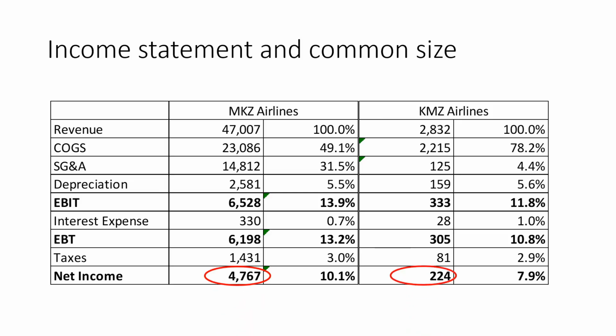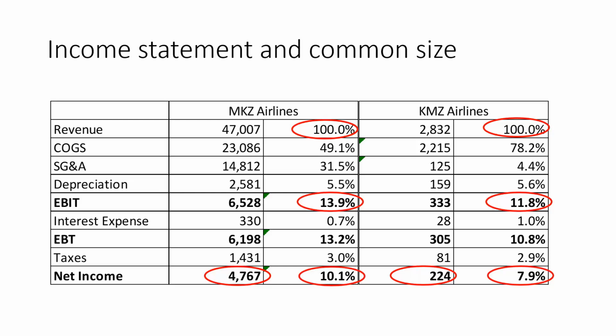So the numbers here that are important: net income is structurally different for the two airlines. The percent of revenue is 100%. The percent of EBIT is 14 and 12% respectively, approximately. The percent of net profit is 10% and 8% respectively. So they're kind of similar in terms of their profitability. KMZ is slightly less profitable, perhaps because it does not have that kind of scope of operations that MKZ Airlines has.